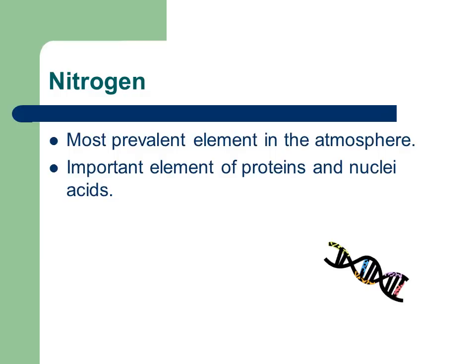Nitrogen. Nitrogen is the most prevalent element in the atmosphere. 78% of all the air we find in the atmosphere is actually nitrogen. If you were to write that, you'd write N2, because nitrogen, when it's found in the air, can be in different forms, but the most abundant form is N with a subscript 2. It's an important element of proteins, and it's also found in nucleic acids.